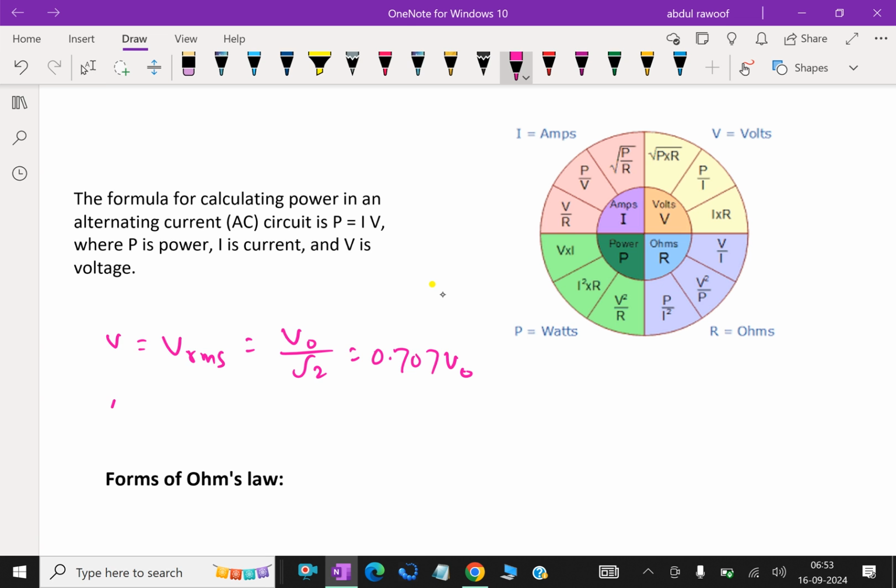Similarly, I RMS equals I0 over root 2, which is equal to 0.707 I0.